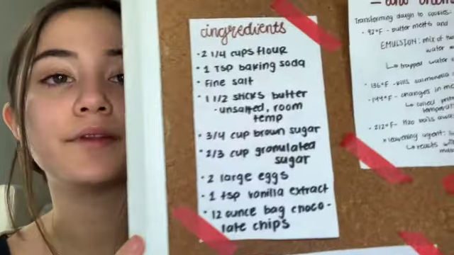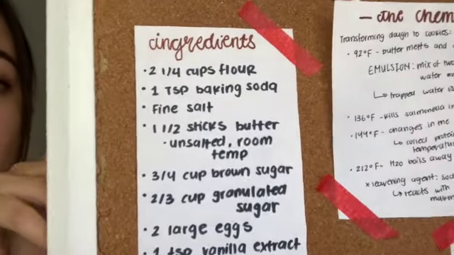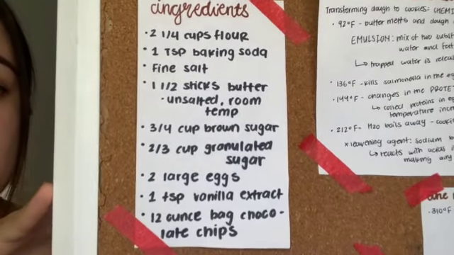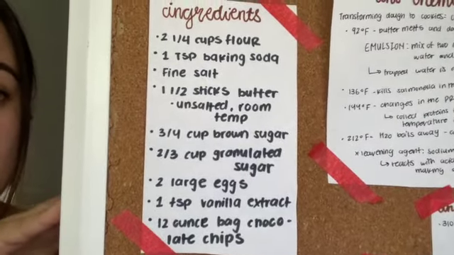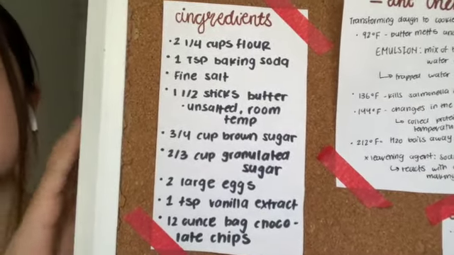So although baking cookies is relatively simple, it undergoes a lot of chemical reactions that we are unaware of. So to begin, here is a list of the ingredients that will be needed. We're going to need flour, baking soda, salt, unsalted butter, brown sugar, granulated sugar, eggs, vanilla extract, and chocolate chips.